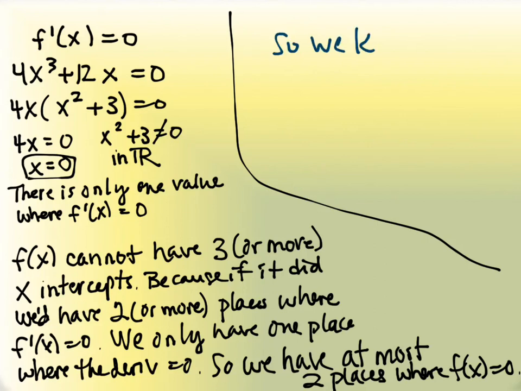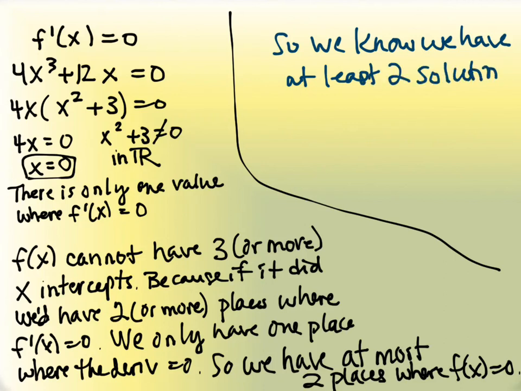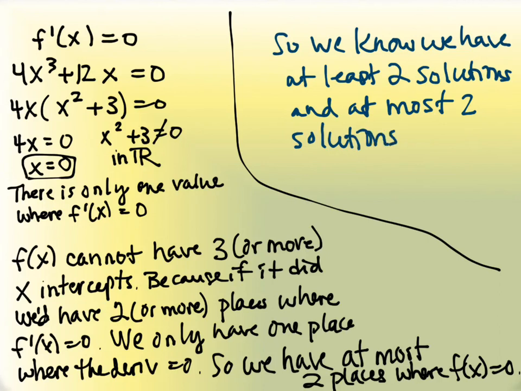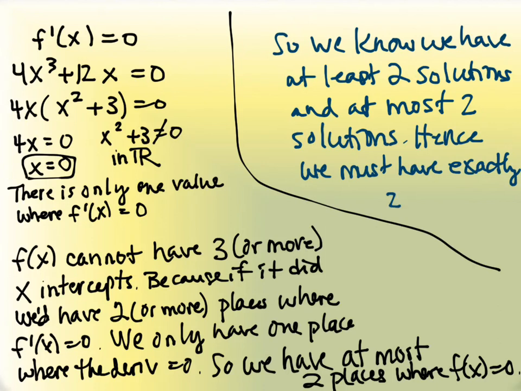So if the f prime did come out as having 2 x equals stuff, we would have more than 2 plus. Yeah. Hang on, and I'll answer that question too after I finish writing this down. So we know we have at least 2 solutions and at most 2 solutions, hence we must have exactly 2 solutions.